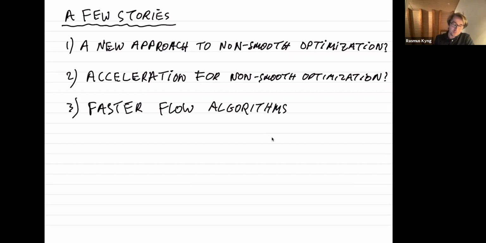So today, I'm gonna try to get through a few things. I'm gonna tell you about a new approach to non-smooth optimization. And then from that, once we understand what's going on there, we'll see that this leads to acceleration for non-smooth optimization, whatever that means, somehow faster algorithms after we get the new approach. I also briefly mention that it leads to faster flow algorithms for a lot of things. And we're really going to spend most of the time up here.